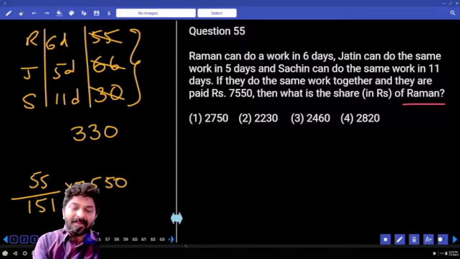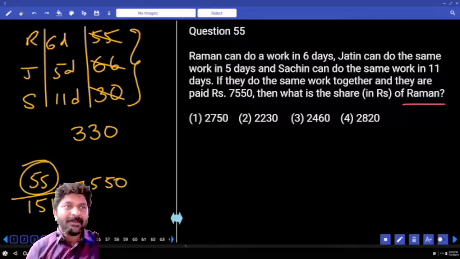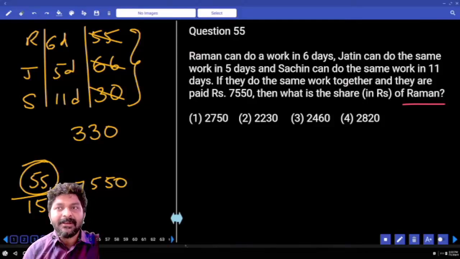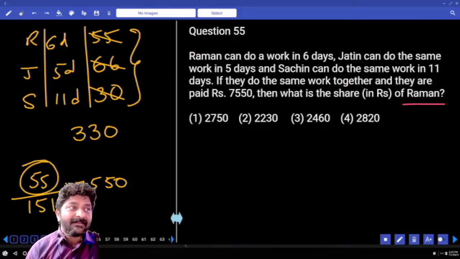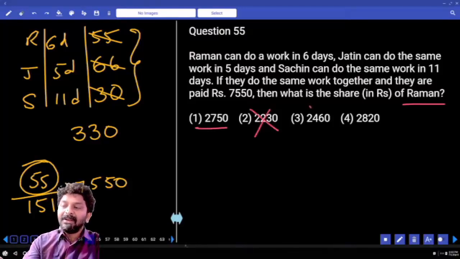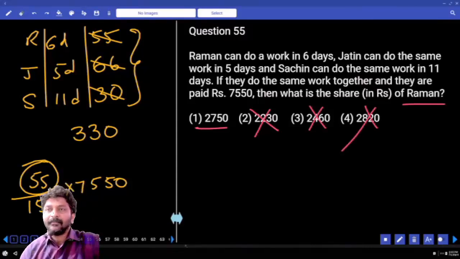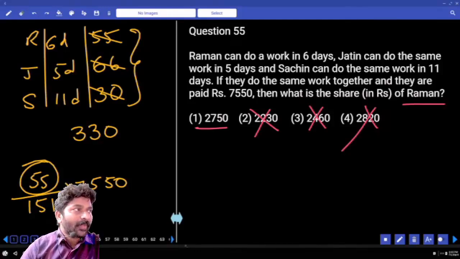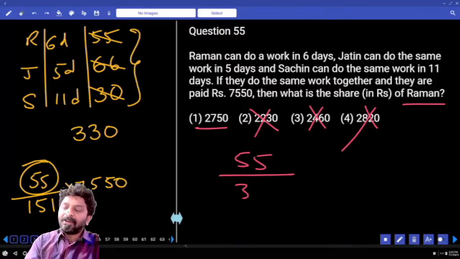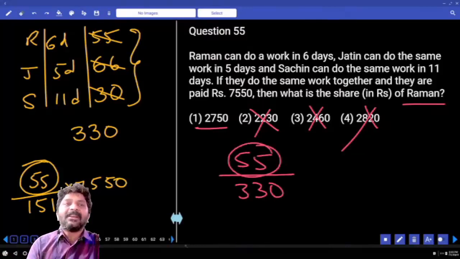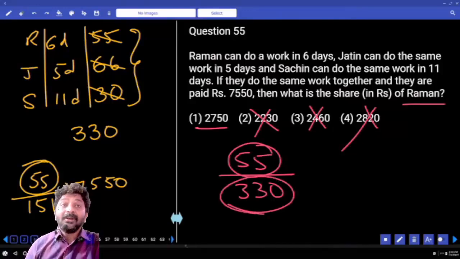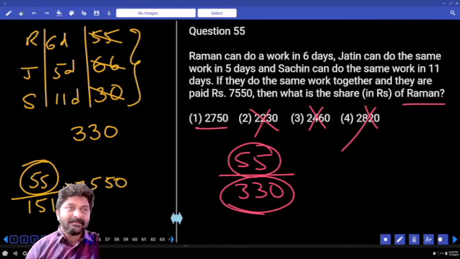151 among 7550. Correct. This fellow is a multiple of 11. Do you see a multiple of 11 in the denominator? Then the answer must be, can it be first? Can it be second? Third? Fourth? Done. Over. Do remember, many people will make this mistake. 55 out of 330 they will write. See, this is the per day work of Raman out of the total per day work of all 3 members together. That's what you are supposed to write.